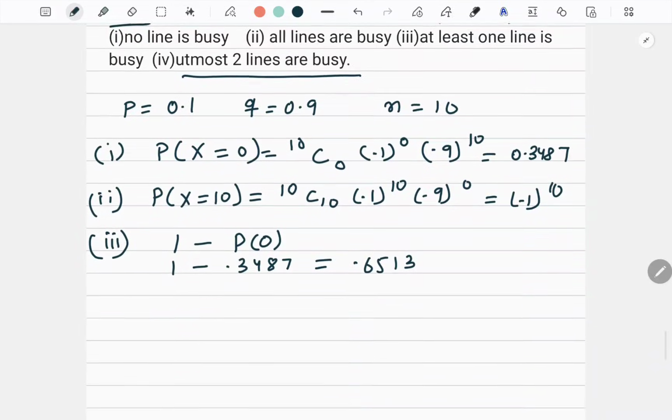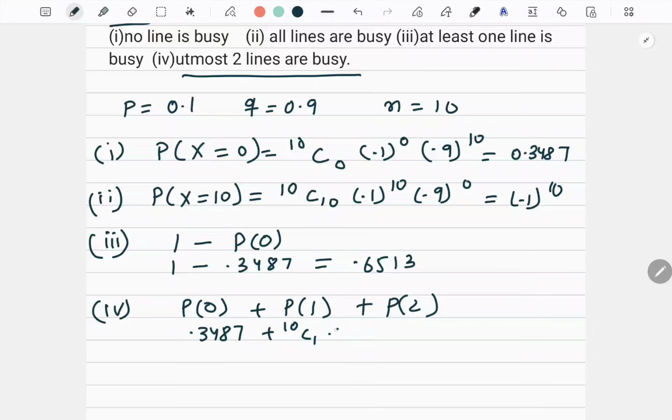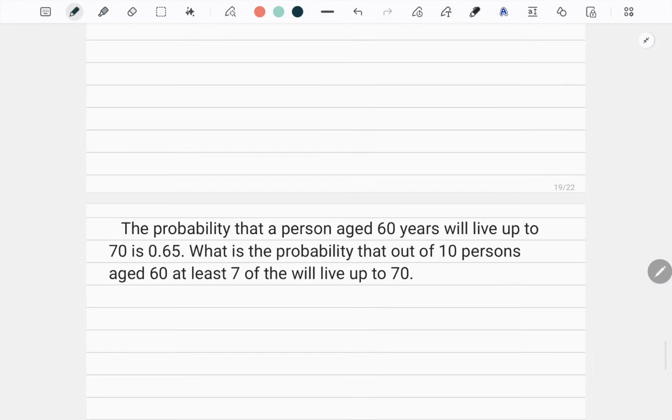Now at most 2 lines are busy means a maximum of 2 lines busy. So the fourth one is 0 lines busy, 1 line busy and 2 lines busy. So 0 lines busy means 0.3487, we have done. 1 line busy is 10C1, P to the power 1 and Q to the power 9, plus 10C2, 0.1 to the power 2, 0.9 to the power 8. So what is the value? When you solve this, you will get 0.9298. So pause the video, check your answer, do it yourself. Once you do the question, you will understand it more.